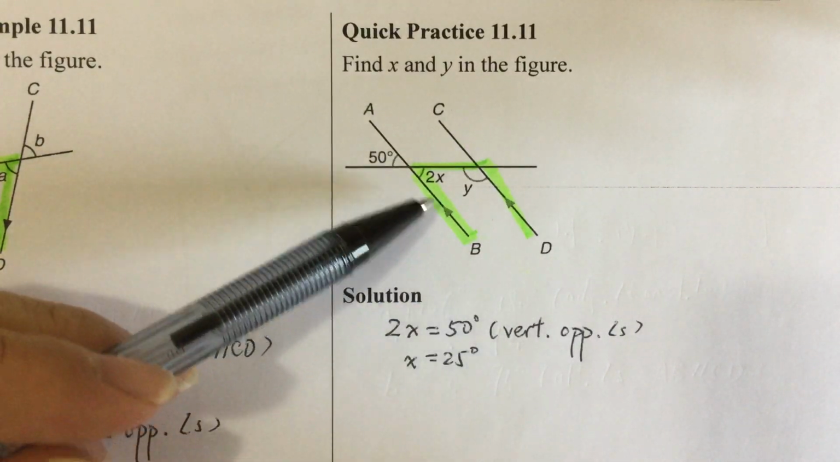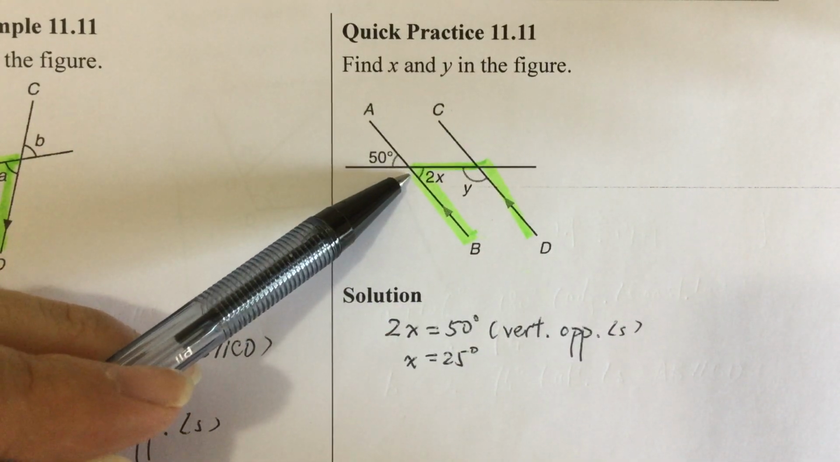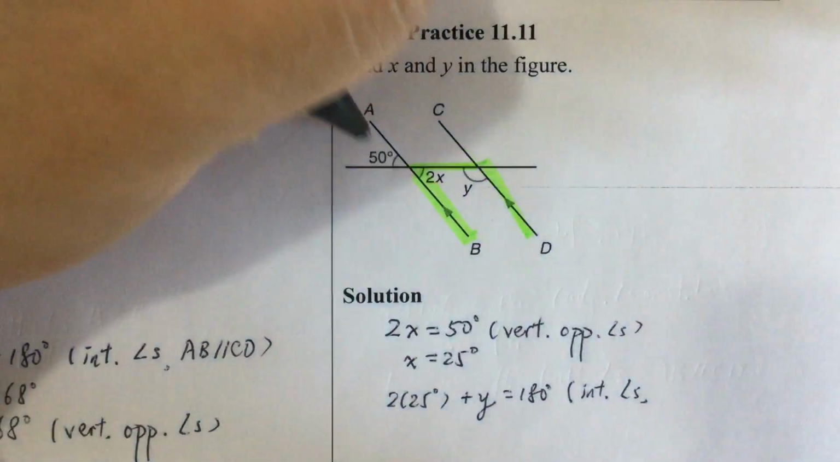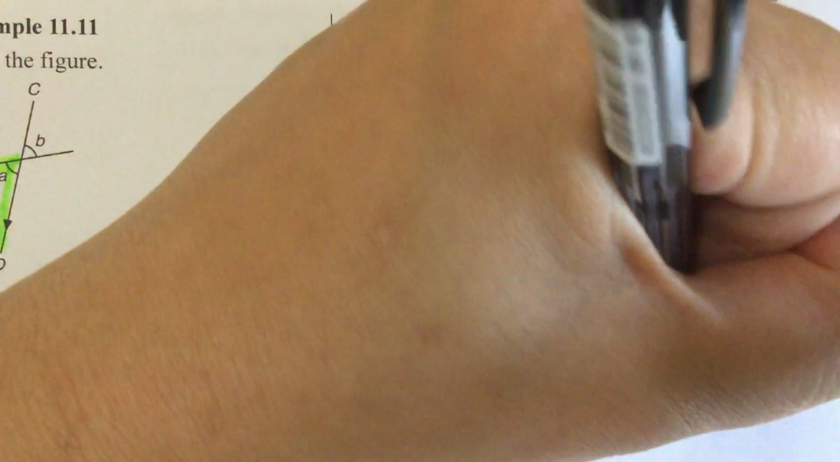And then we will use 2X, that is 50 degrees, plus Y equal to 180 degrees. We will use the interior angle. That means 2 times 25 degrees plus Y equals 180 degrees. This is called the interior angles, AB parallel CD.